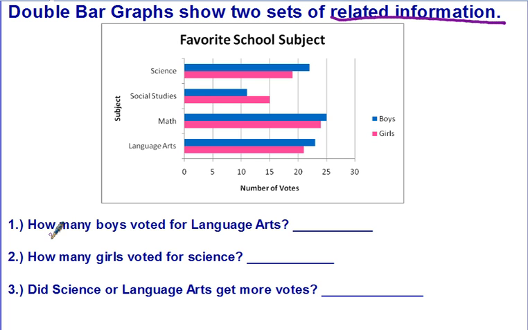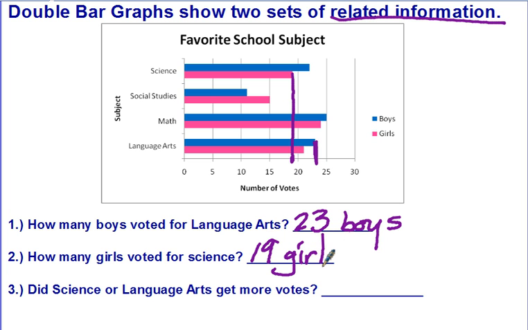So for example, how many boys voted for language arts? So look at language arts in the blue, go across, you can draw your own little line right here. I would say 23 boys. How many girls voted for science? So go up to science, look at the pink, here it is right here. Take that down to where you can see, and it looks like it's between 15 and 20, so it looks like it would be 19 girls voted for science.